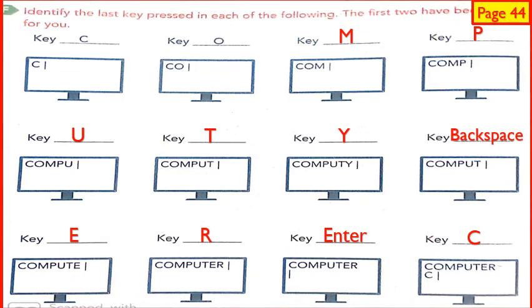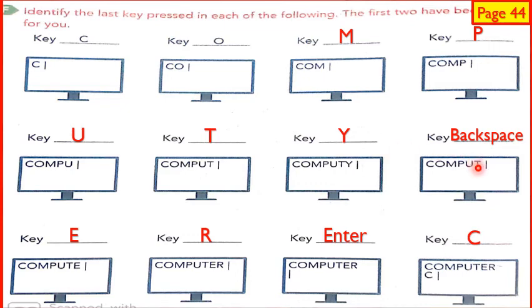Now, finally, exercise F on page number 44. Identify the last key pressed in each of the following. Here, C is pressed. Here, O. Then, M is pressed. After that, P is pressed. Then, U. Then, T is pressed. Then, Y is pressed.